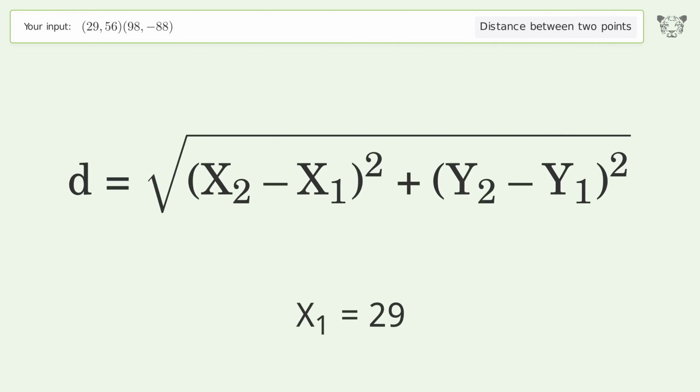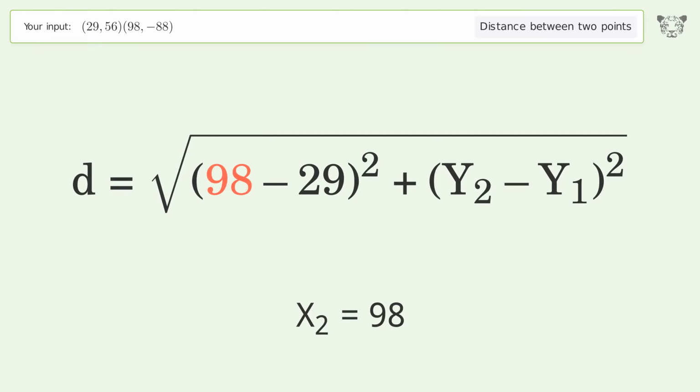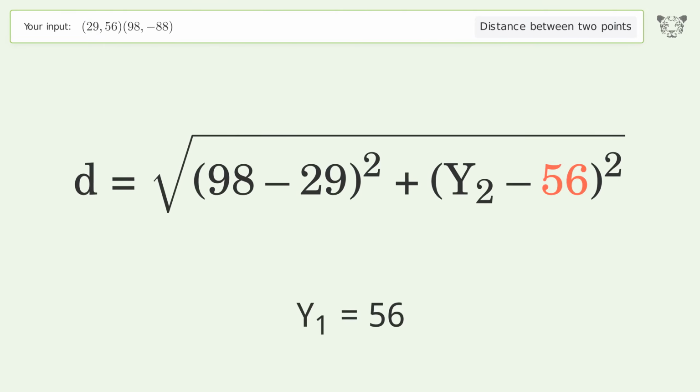x1 equals 29. x2 equals 98. y1 equals 56. y2 equals -88.